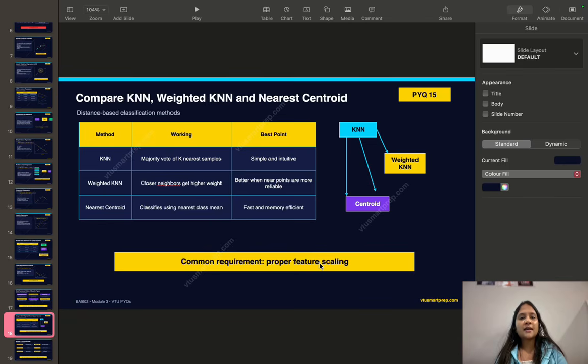Also, they have asked to compare KNN, weighted KNN, and nearest centroid. So you can just explain the difference between these.